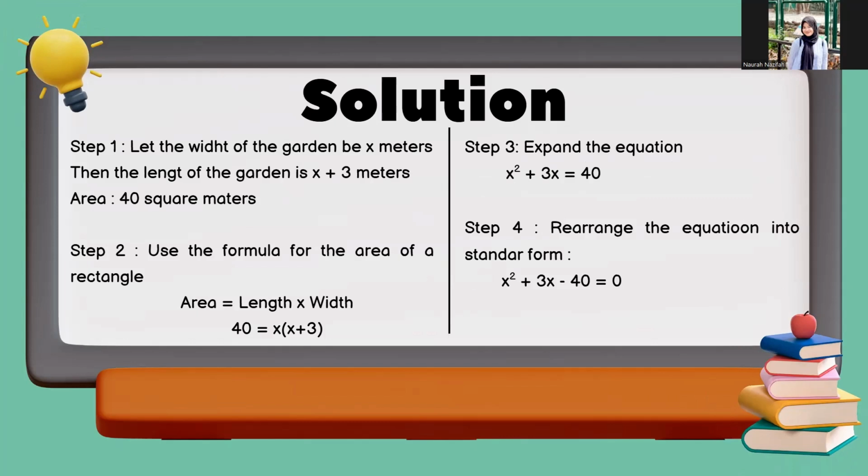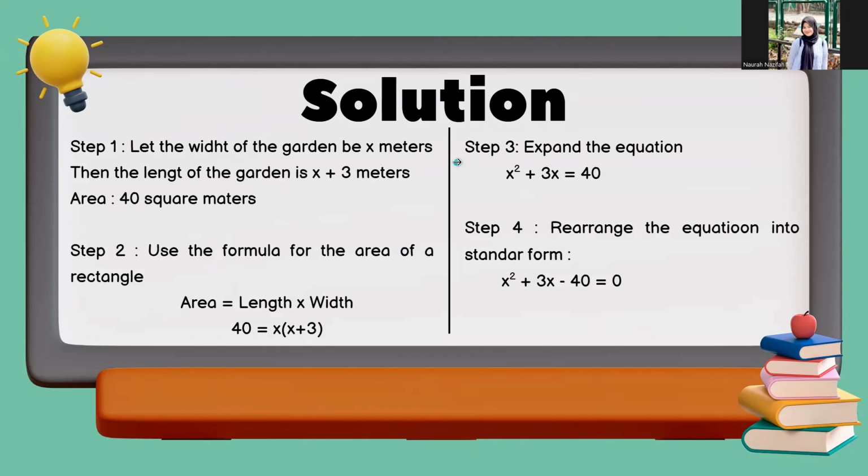So the solution. Step 1: let the width of the garden be x meters, then the length of the garden is x plus 3 meters, and the area is 40 square meters. Step 2: use the formula for the area of a rectangle. Area equals length times width, so the area equals x times (x plus 3).